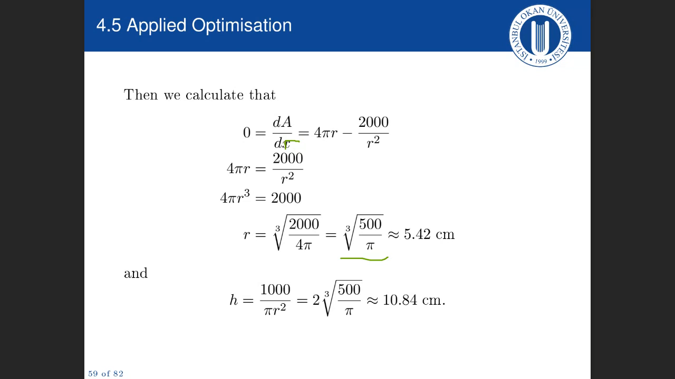Previously, we saw that h must be 1000 divided by pi r squared. Substituting r as cube root of 500 over pi and rearrange, we end up with approximately 10.84 centimeters. These are the dimensions which will have the least surface area, so we'll use the least amount of metal.